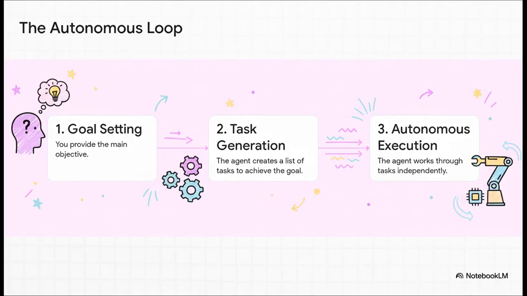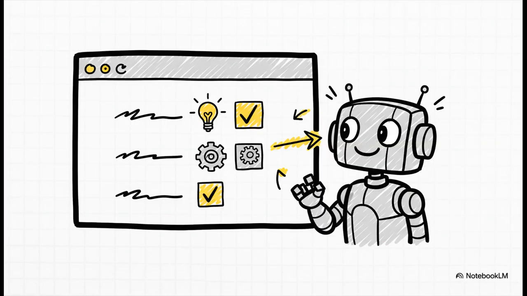It all boils down to this really simple 3-step loop. First, you give it a goal. That's your one big job. Second, the agent takes that goal and, on its own, breaks it down into a list of smaller, bite-sized tasks. And finally, it just starts executing that list, one task at a time, completely on its own. And here's the really cool part, especially if you're trying to learn. This isn't some black box. You actually get to watch the whole thing happen in real time. You can see the agent's thought process as it creates a new task, finishes it, and moves to the next one. It's an amazing way to really understand how these systems operate.